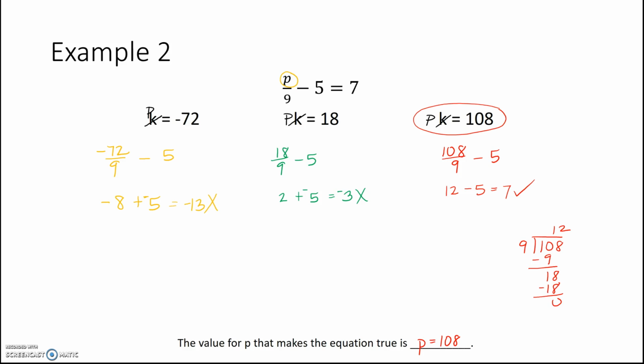We are just substituting in values. You do have the choice to go ahead and just solve the equation to find your value and check it, but it's important to go both ways. So today we are practicing substitution.